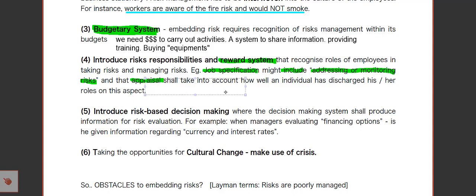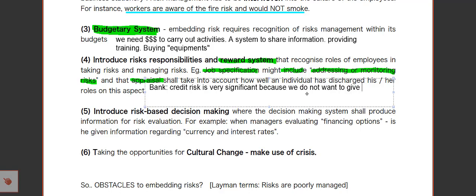Now it's like I'm giving you an example. Let's say we talk about bank. Okay, now credit risk is very significant for a bank, because we do not want to give loan to those who cannot pay back. Okay, now you know that, all right?